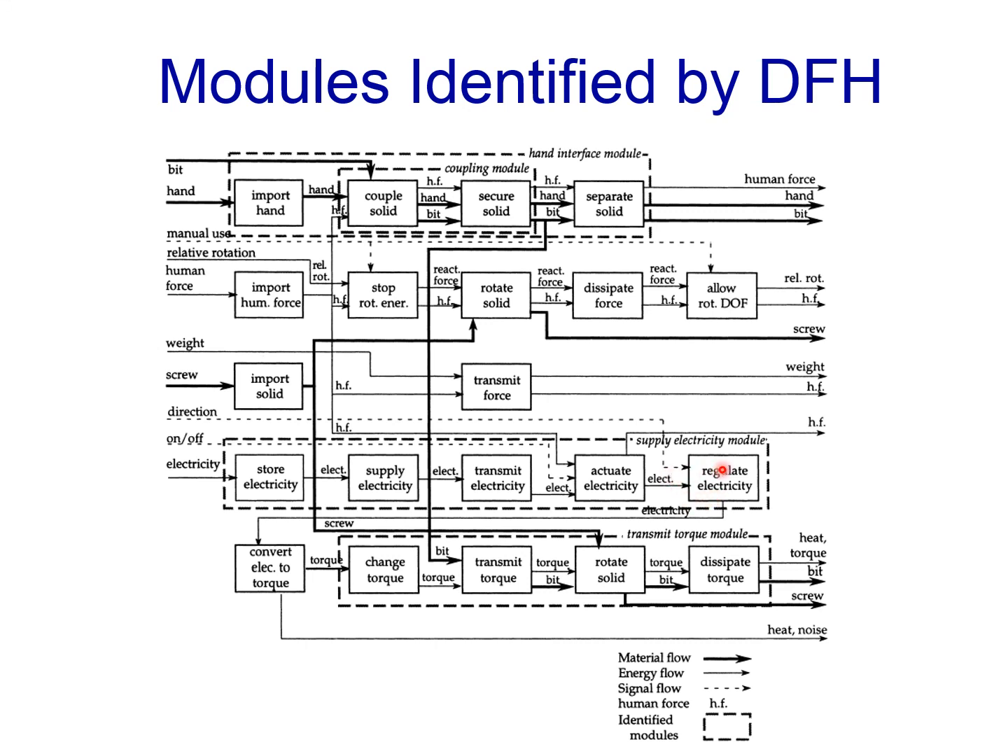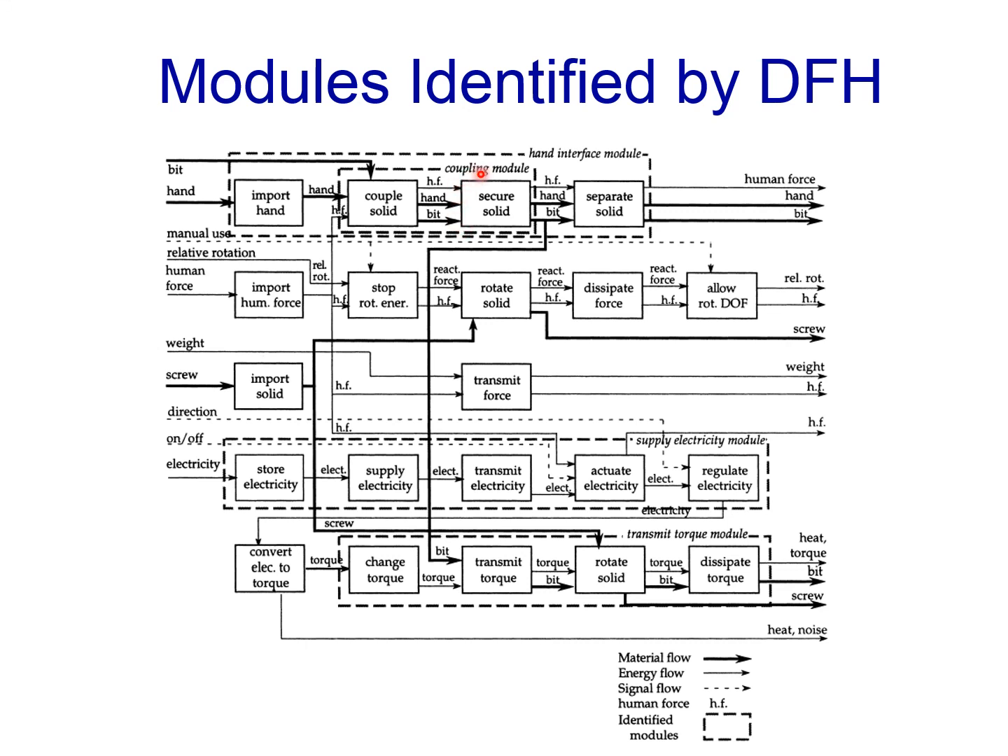The next flow to trace is the bit flow. It first enters the system and traces through the 2 subfunctions, couple solid and secure solid. This set of subfunctions forms a module that we call coupling module.